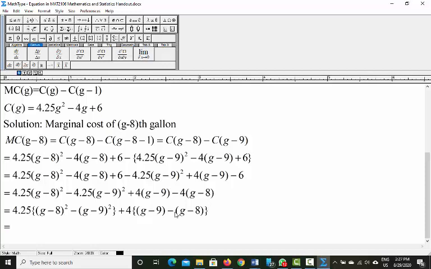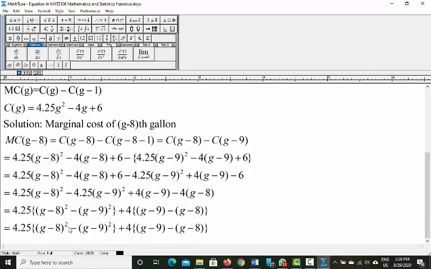Now as you can see, here we have a square minus b square. If we consider this as a, so we have a square, and if we consider this one as b, so we have b square here. The formula for a square minus b square is a plus b multiplied by a minus b.